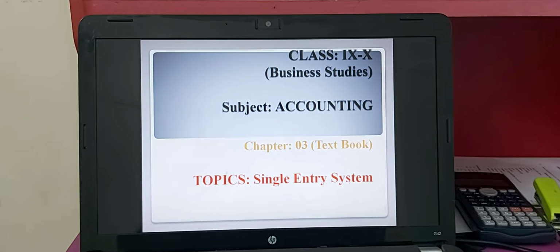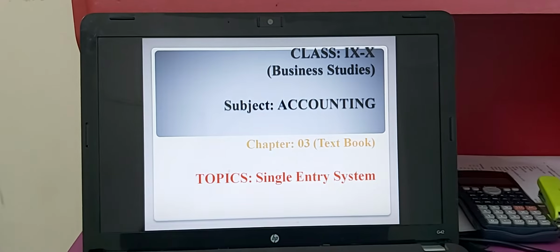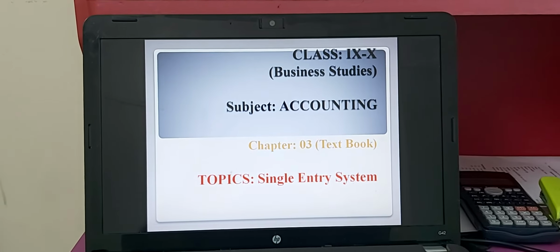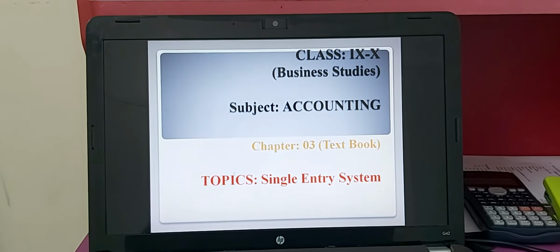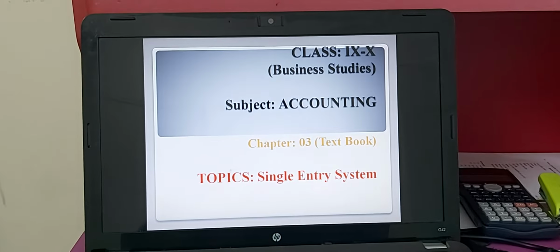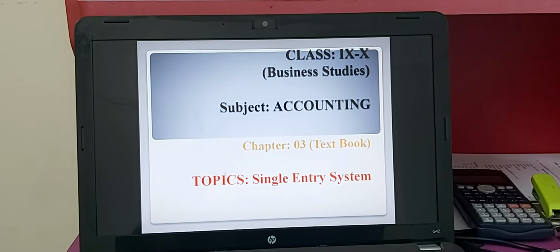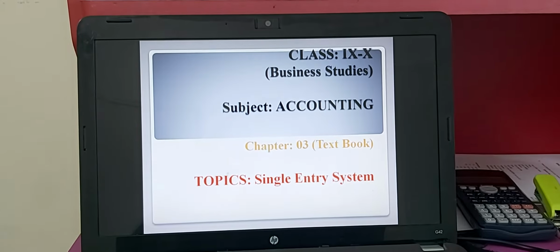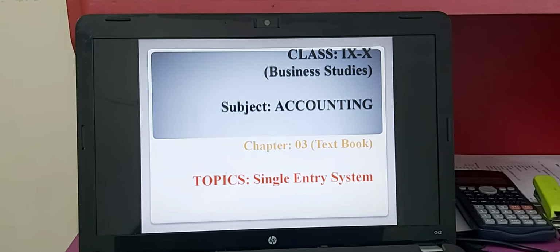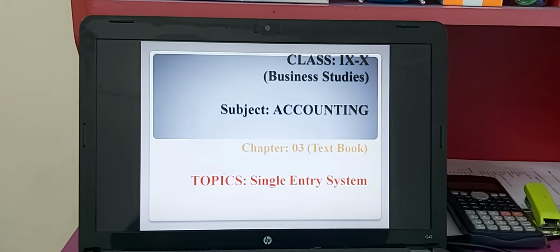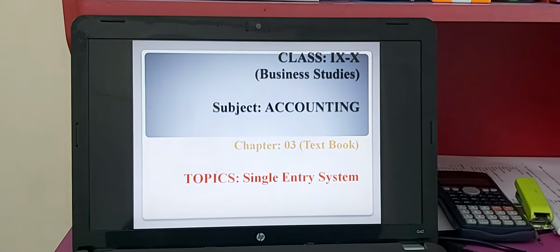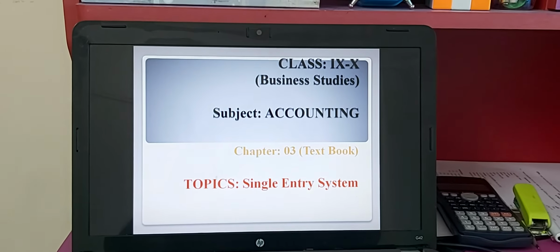Okay, welcome back to our new class in the subject of accounting in chapter 3 from your textbook. But today's topic is the single entry system. Do you know what is single entry system?